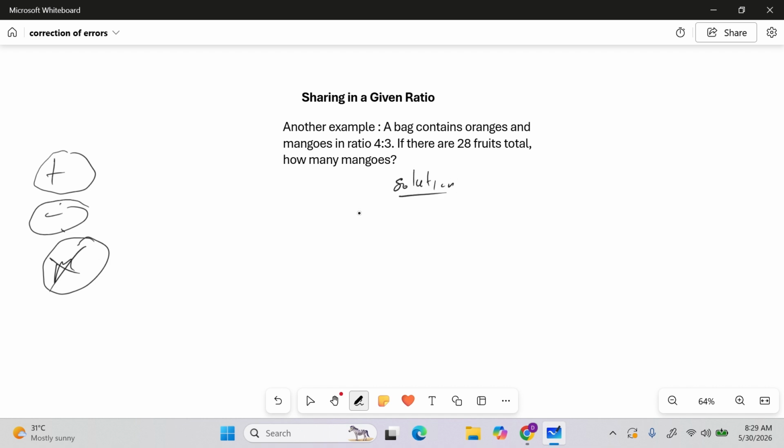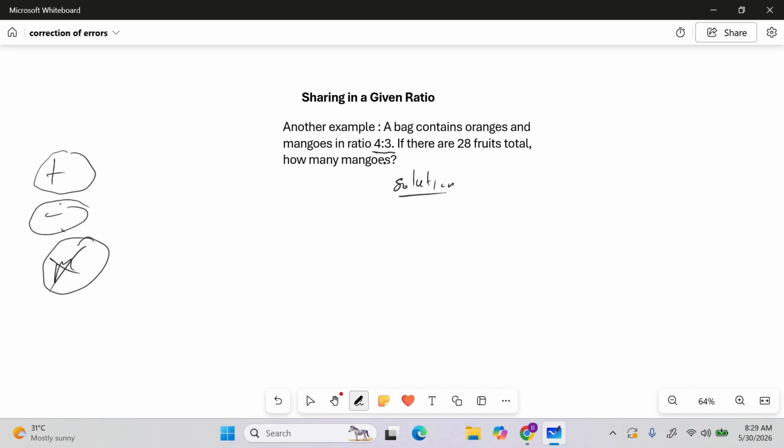Solution. A bag contains oranges and mangoes in a ratio 4 to 3. What does it mean? Because oranges comes first, the 4 is for oranges. And because mangoes comes last, the 3 is for mangoes. So 4 is for the oranges and the 3 is for the mangoes.